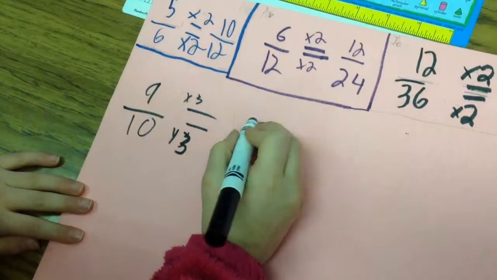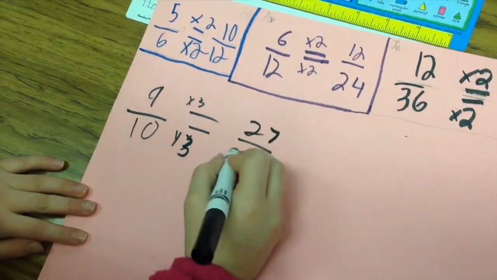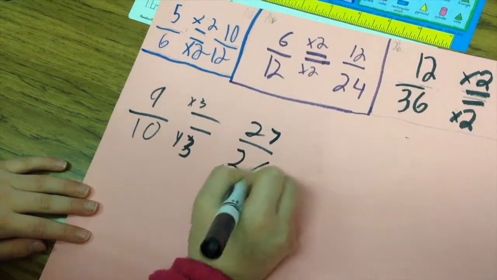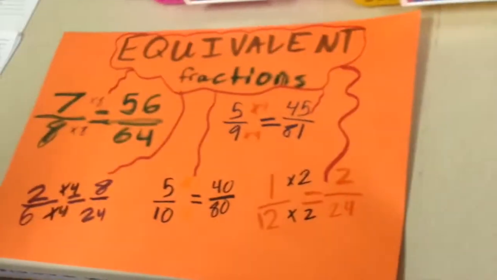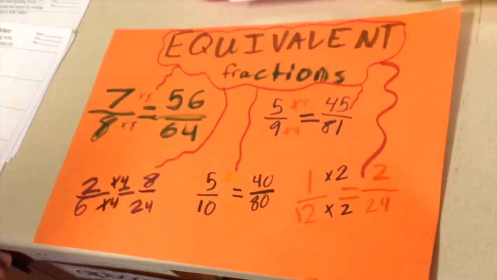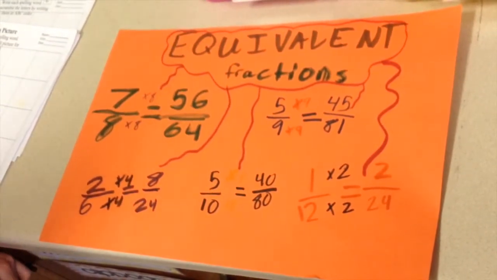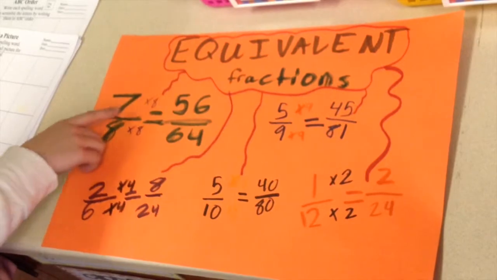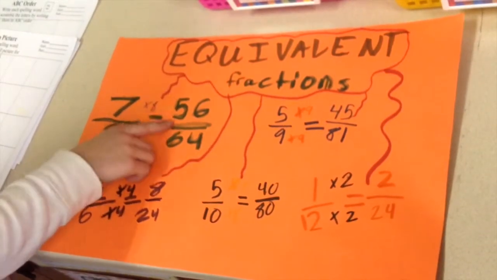Did you get 27/30? Equivalent fractions are equal fractions that you get when you multiply by any number. Like 7/8, if you multiply by 8, it gives you 56/64.